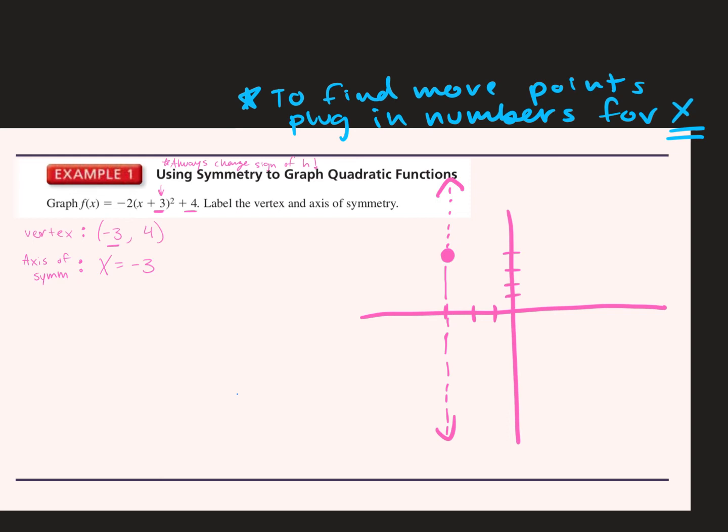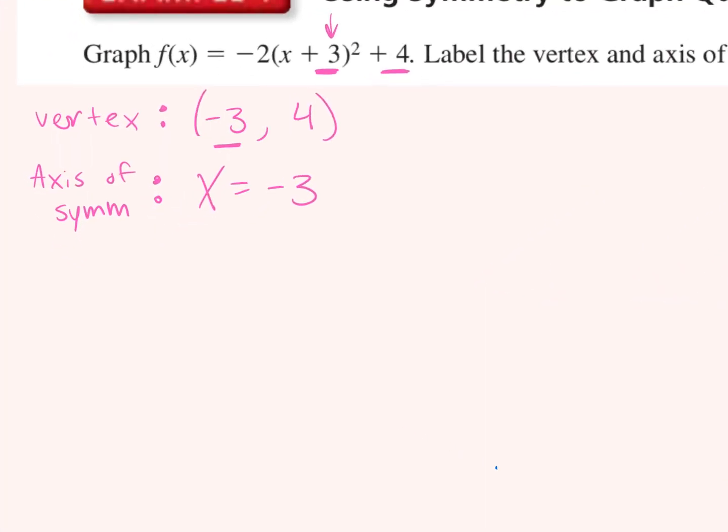We always want to plug in something close to the axis of symmetry, because the further away that we get from the axis of symmetry, the bigger our numbers will end up being, and it's just going to be more work for us. So what's an x value that's close to the axis of symmetry? What's an x value that's close to -3? -2, perfect. So let's plug in -2.